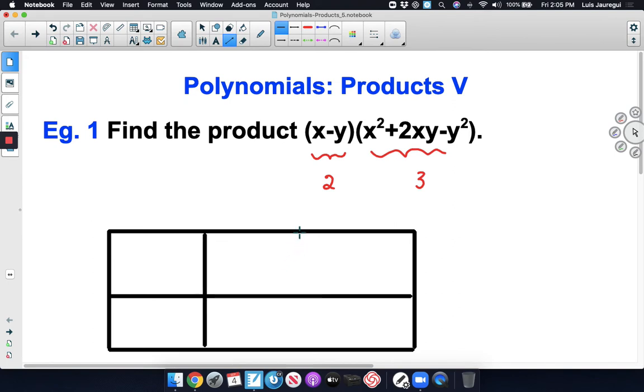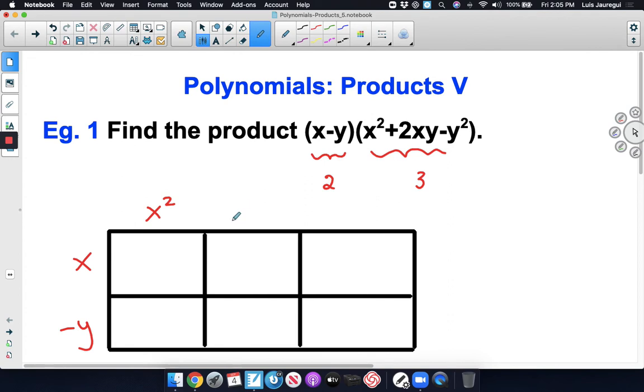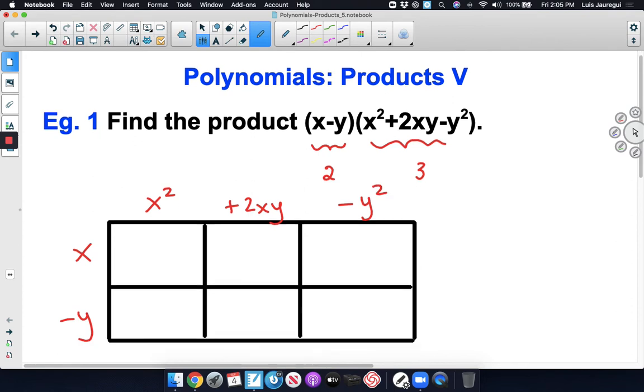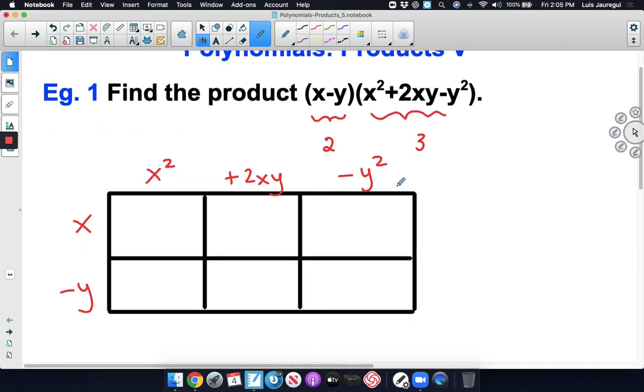And the next thing we're going to do is write down the factors on the outside of this rectangle. So for the first side over here, we're going to do x minus y. So we have x minus y. And then for this other side, we're going to have x squared plus 2xy, and then minus y squared. The next thing we're going to do is proceed by multiplying 2 terms at a time.